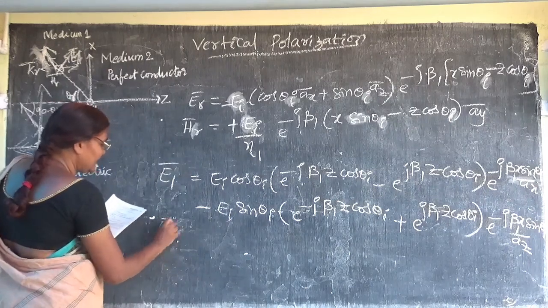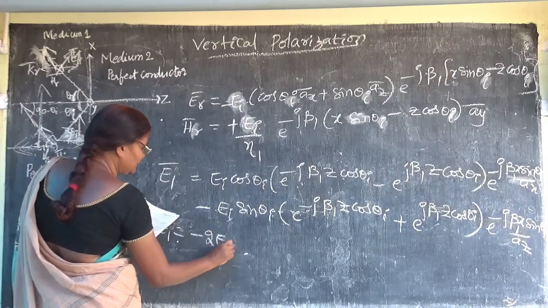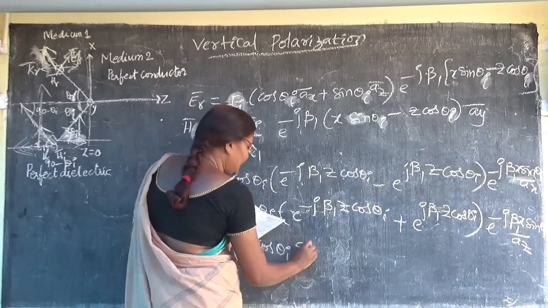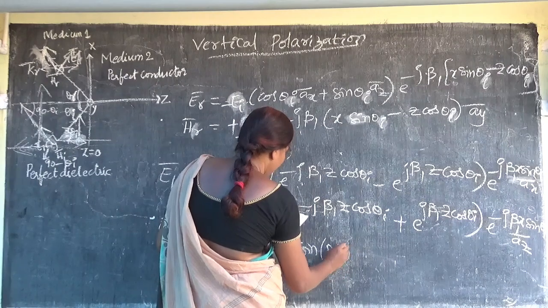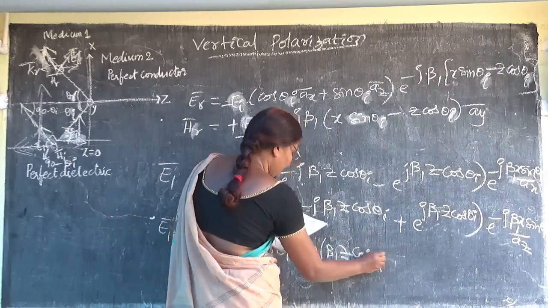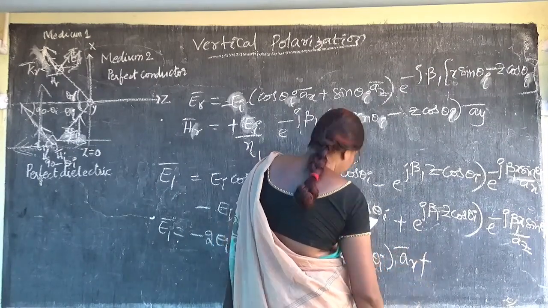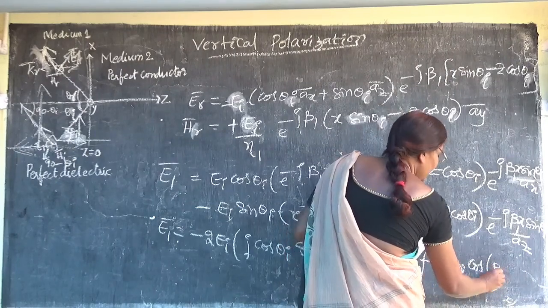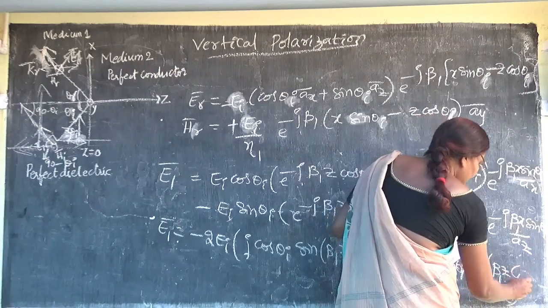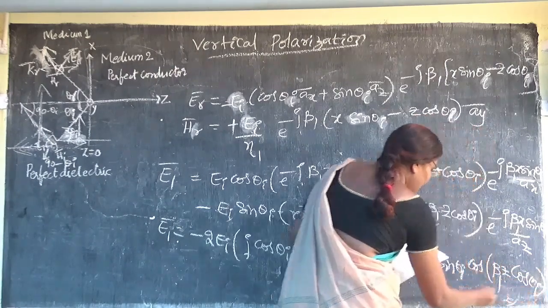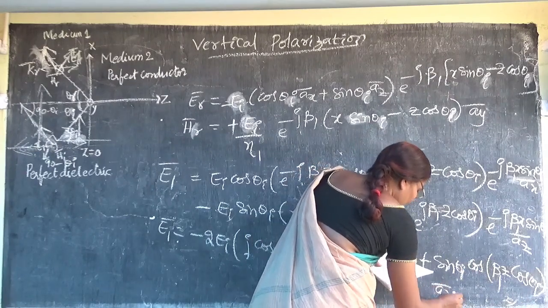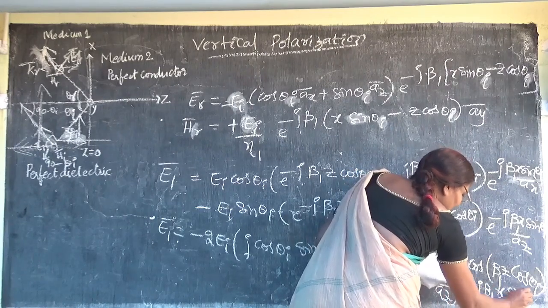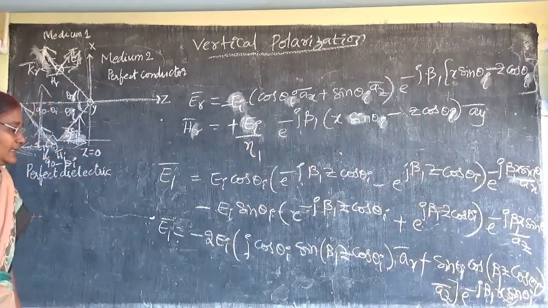So what will I get? E1 bar is equal to minus 2 EI into j cos theta I sin of beta 1 z cos theta I a x bar plus sin theta I cos of beta 1 z cos theta I into a z bar, e to the power of minus j beta 1 x sin theta I. So this is my total field.